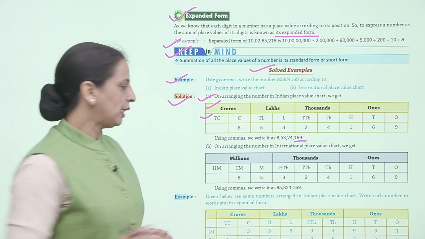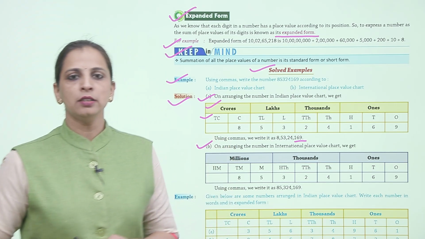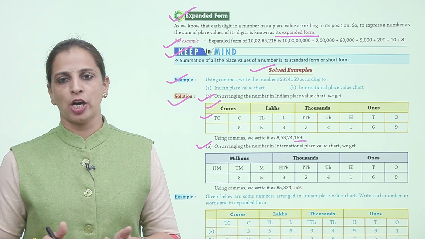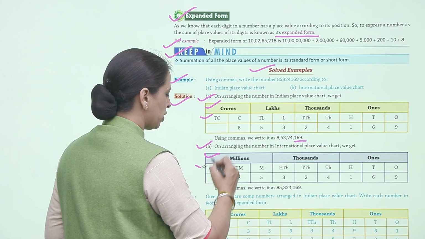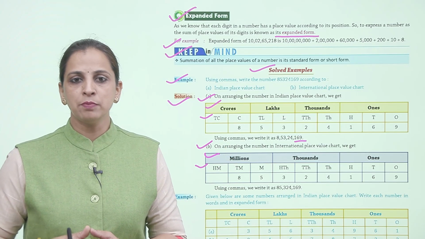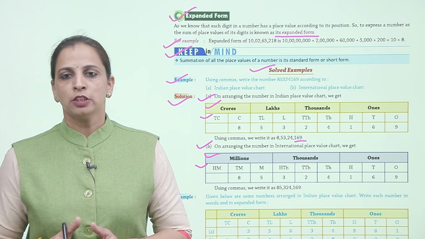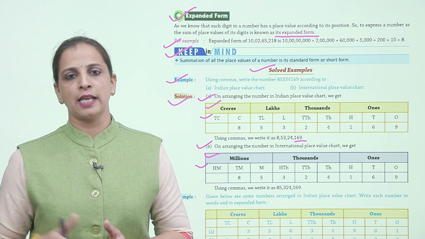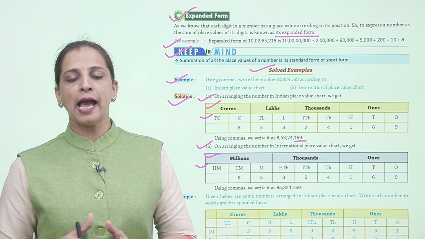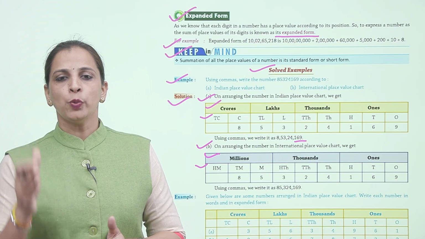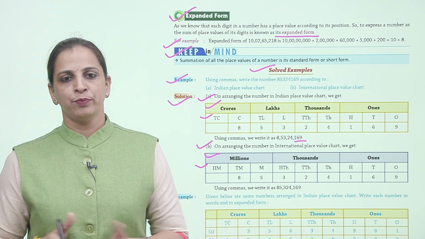8,53,24,169. Now B is, on arranging the number in international place value chart, we get. हमने international place value chart लिखा. It becomes 85,324,169. Using commas, we write it as 85,324,169. Now next example.